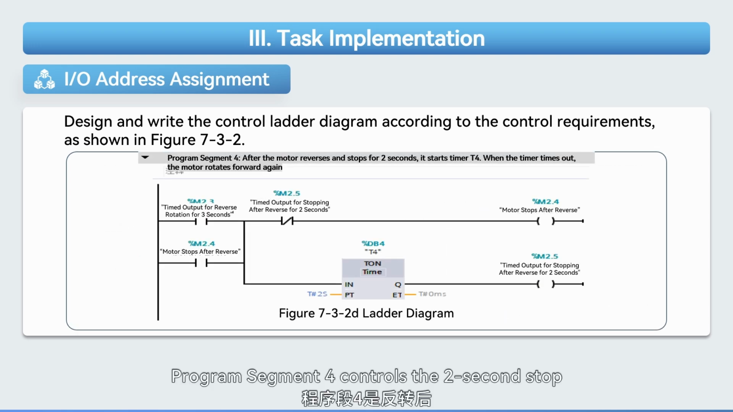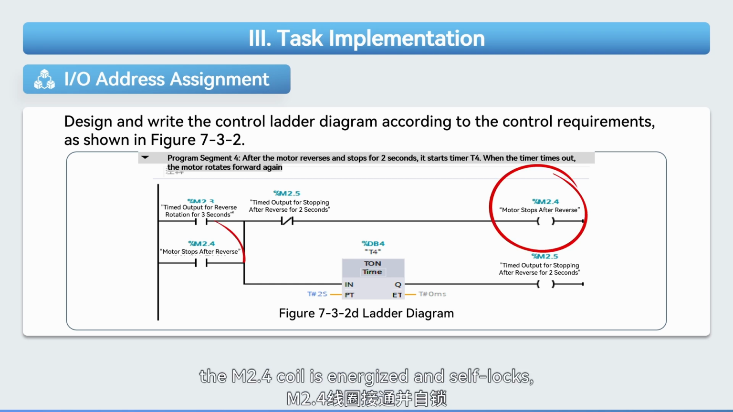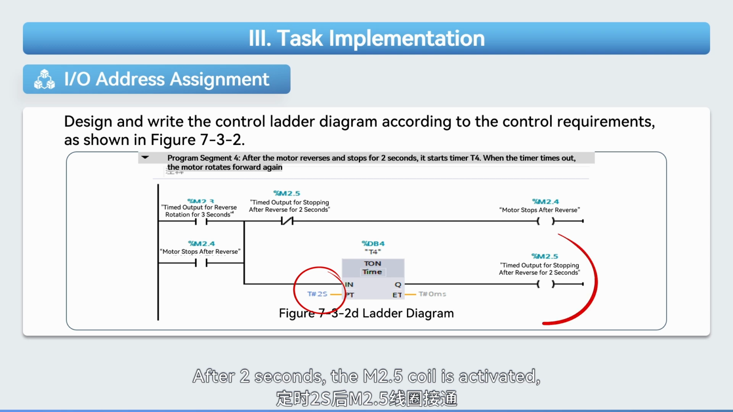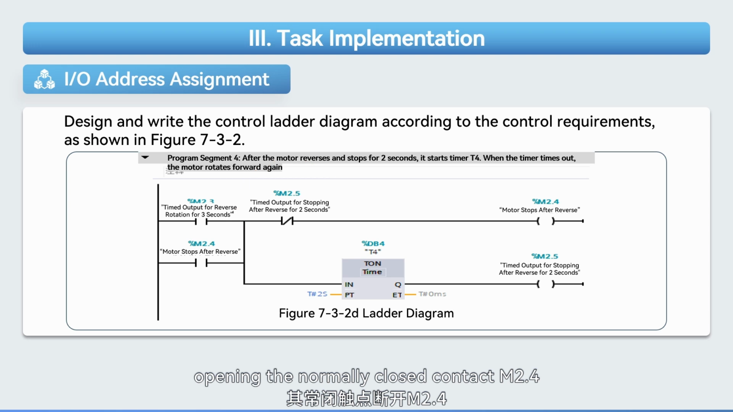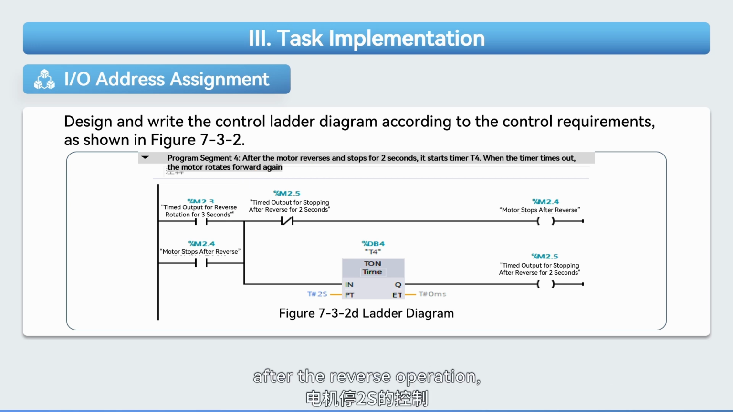Program segment 4 controls the 2-second stop after the reverse operation. When M2.3 is activated, the M2.4 coil is energized and self-locks, indicating that the motor is stopped after reverse operation, while starting timer T4. After 2 seconds, the M2.5 coil is activated, opening the normally closed contact M2.4 to complete the control for stopping the motor for 2 seconds after the reverse operation, after which the motor will rotate forward again, completing 1 cycle of alternating forward and reverse operation.